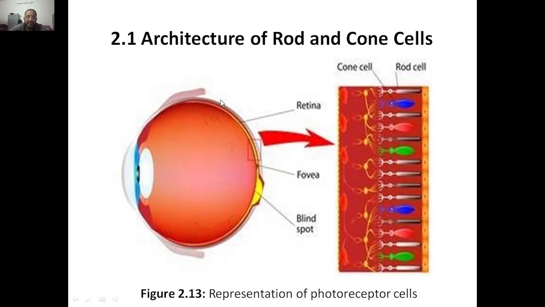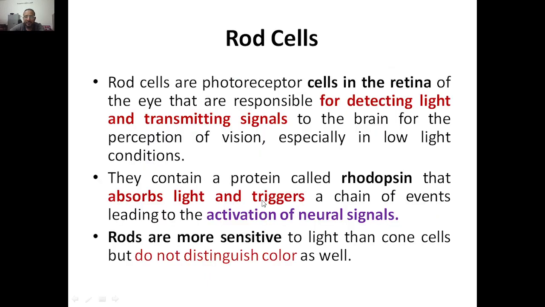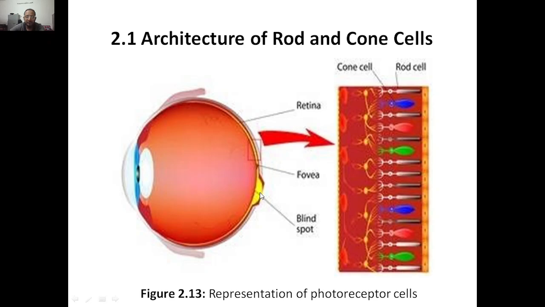These photoreceptors are present in the retina. This is the retina, right? In the previous class we discussed what the retina is. In this layer only we have cone cells and rod cells. The thing behind, we call it the blind spot. So now we know what photoreceptor cells are. We have two photoreceptor cells in our eye: rod cells and cone cells.